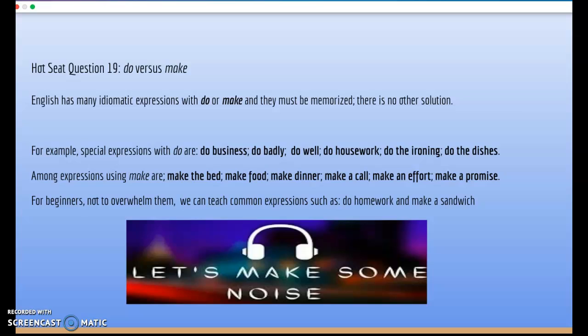Question 19, do versus make. English has many idiomatic expressions with do or make, and they must be memorized. There is no solution. So it's recommended that if a student has questions about this, that they just memorize expressions like do business, do badly, do well, do homework, do the ironing, do the dishes. There are also expressions with make the bed, make food, make dinner, make a call, make an effort, make a promise. For beginners, not to overwhelm them, we can teach common expressions such as do homework and make a sandwich.